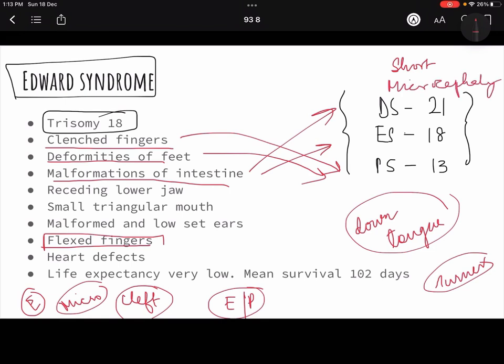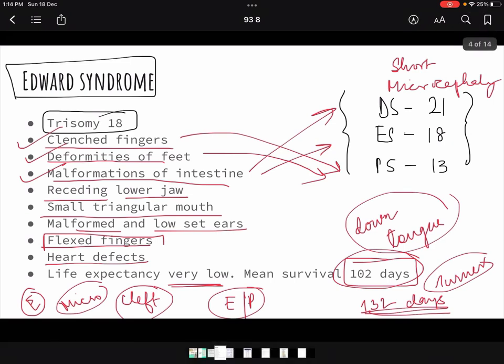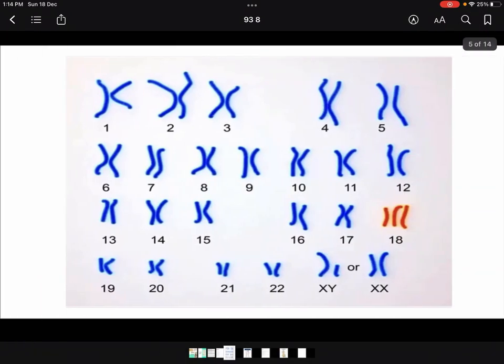Okay, so now just see the ones that I've shown here, then we'll look at the picture. So they have clenched fingers, they have deformities of feet, ठीक है, then malformation of intestine, receding lower jaw, ठीक है, small triangular mouth, malformed and low set ears, heart defects, and life expectancy is very low. Mean survival is only 102 days. In case of Patau, we saw it was around 132 days, right? So it was less than 5 months. This is less than 4 months. Okay, so very short lifespan of a person who has these diseases.